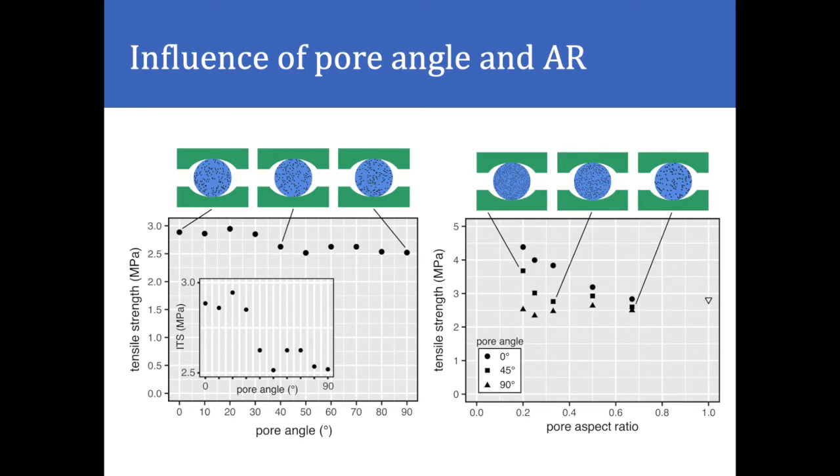The influence of pore aspect ratio is a little more complex, as it also depends on the pore angle. What we see is that the influence of pore angle on tensile strength is increased as the pore aspect ratio is decreased. For example, at a low pore aspect ratio of 0.2, when the pores are really stretched, the tensile strength is reduced from about 4.5 megapascal at 0 degrees to about 2.5 megapascal at 90 degrees.